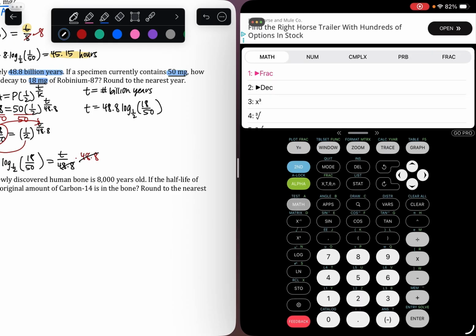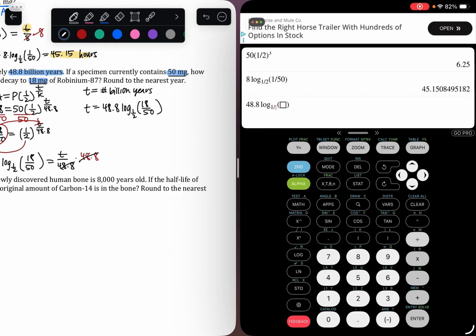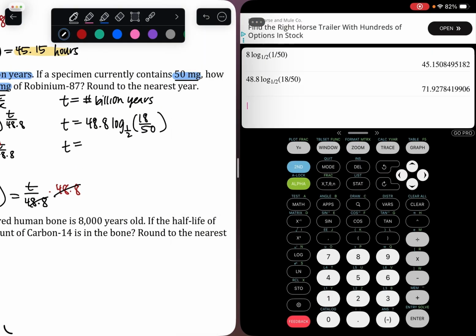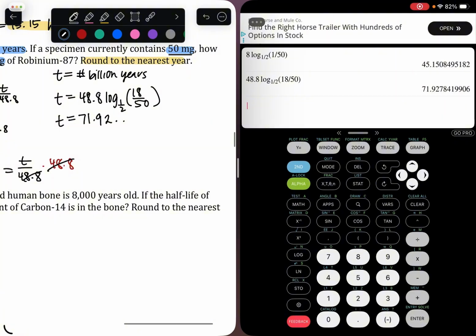48.8, Math, Alpha, Math, 1/2 is our base. 18 over 50 is our argument. And we get t is 71.92, and it says round to the nearest year. And so since this is billion years, we're going to do 72 billion years. When it says nearest year, that means no decimals. So 72 billion years.